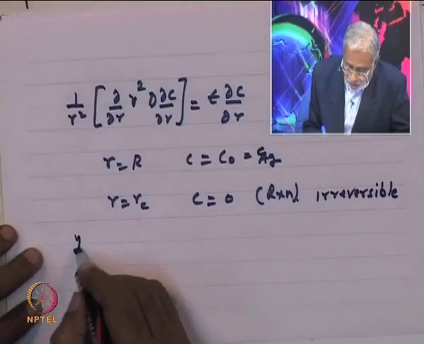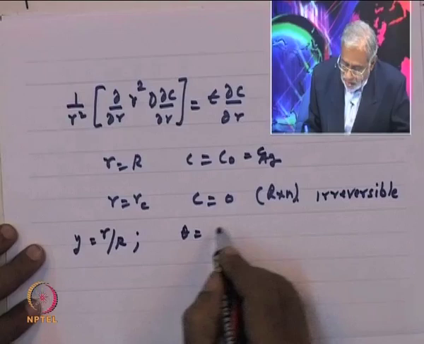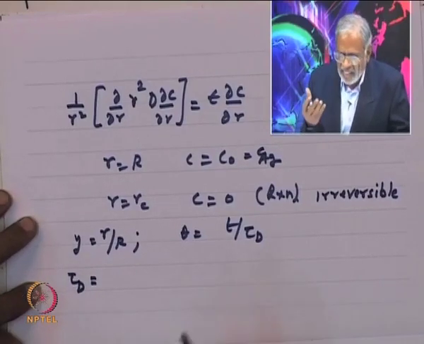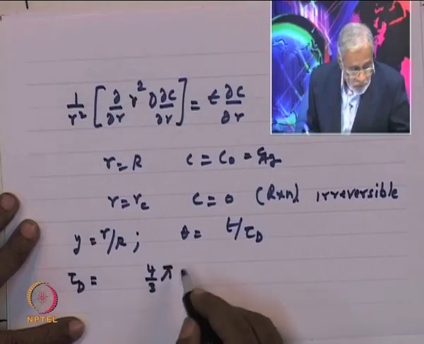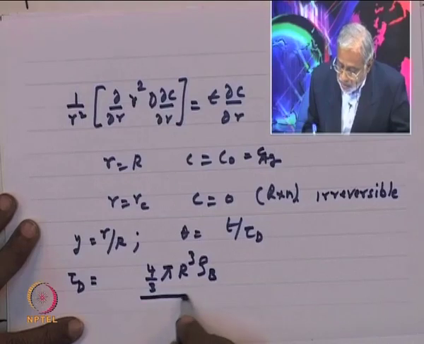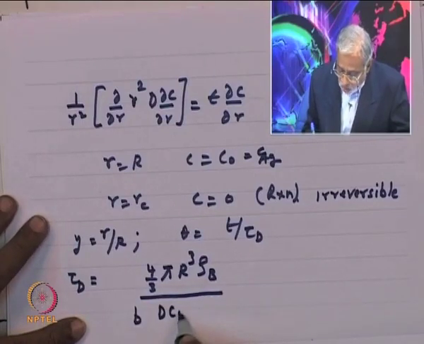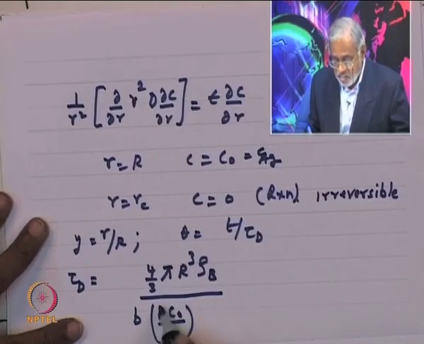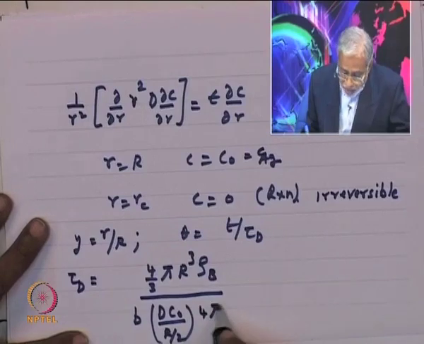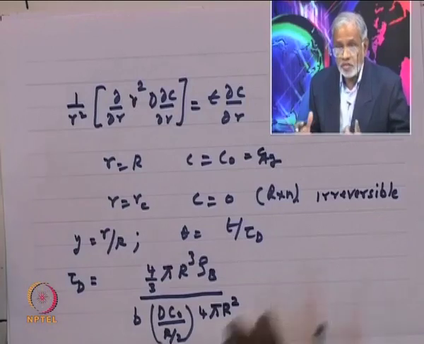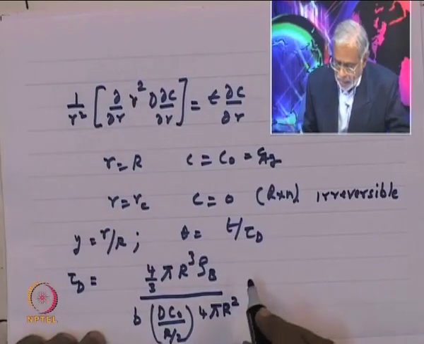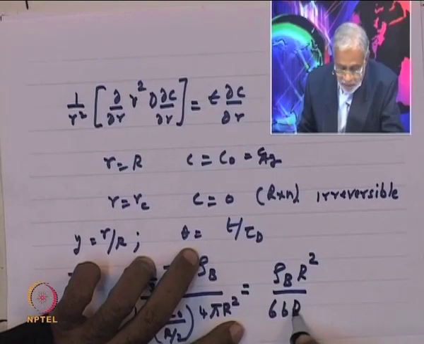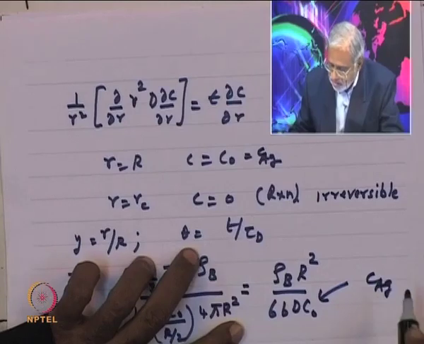We can define some non-dimensional variables to make it a little easier, t by tau d, where tau d is the diffusion time, the characteristic time for diffusion. We can understand this as 4 by 3 pi r cubed rho b. So, this is the total amount of material that is with us, and b times D C0 by R by 2. So, this is the maximum rate of diffusion divided by the average diffusion path, multiplied by 4 pi r squared. This is the maximum surface area over which the diffusion takes place. So, this is some way of characteristic diffusion time. We can simplify this and write it as rho b times r squared divided by 6 b D times C0. Sometimes we call this CAG. We mean the same thing.